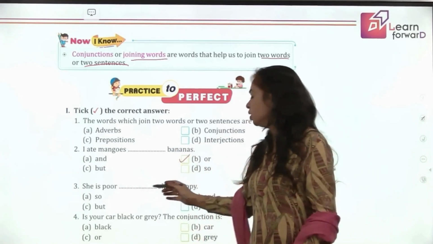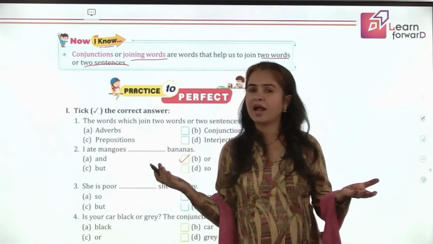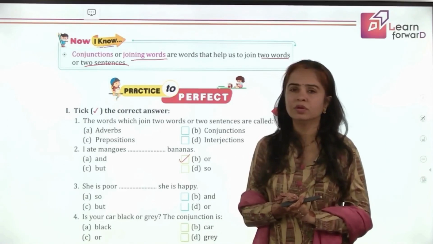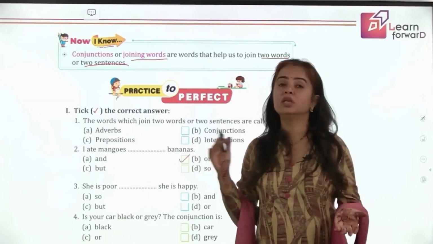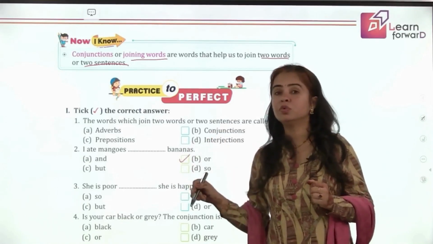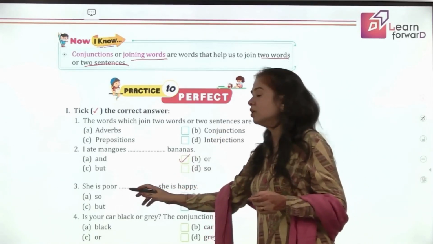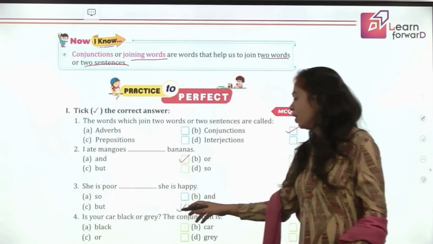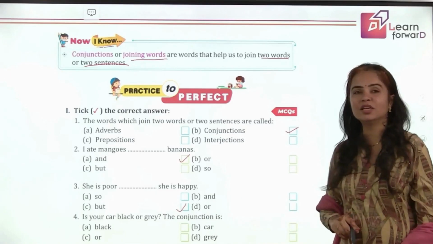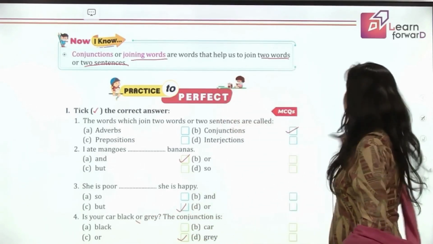She is poor, she is happy. Do you think if somebody is poor, that person can be happy also? No. But here you see the two things are opposite. They are going different. Although she is poor, still she is happy. So contrast is there. So we will use here but. Is your car black or gray? What is the conjunction here? Good. It is or. Very nice.